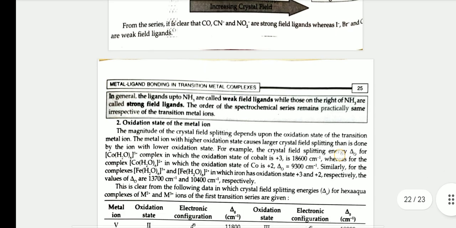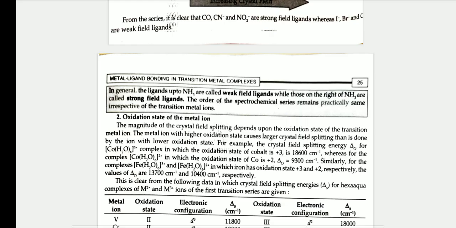The common ligands can be arranged in increasing order of crystal field splitting, delta. This regular order is called the spectrochemical series. The order remains almost the same for different metal ions. The spectrochemical series in increasing order of crystal field splitting is given below. Weak field ligands: I⁻, Br⁻, isocyanide, Cl⁻, nitrito, F⁻, OH⁻, oxalato, H2O, EDTA, py, NH3, en, dipy, o-phen, NO2⁻, CN⁻, and CO. In general, the ligands up to NH3 are weak field ligands, while those to the right of NH3 are called strong field ligands. The order of the spectrochemical series remains practically the same irrespective of the transition metal ion.